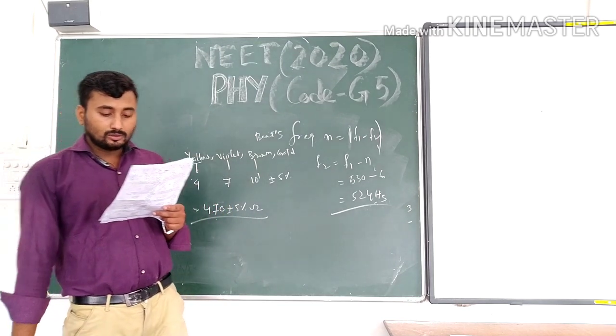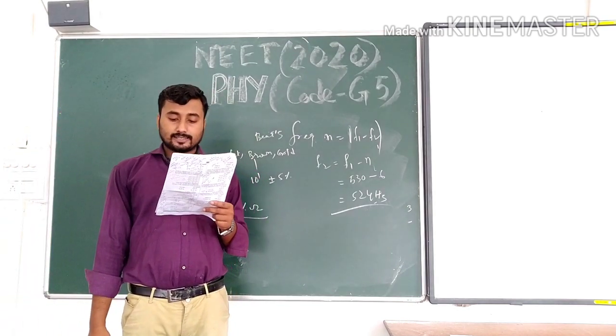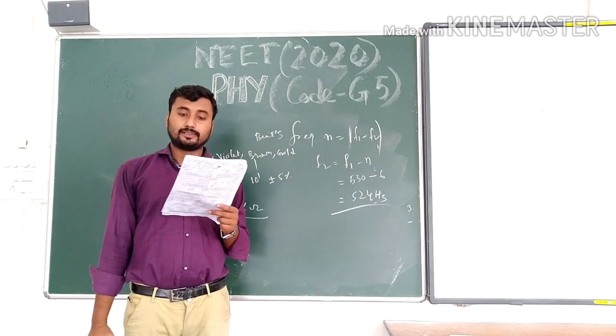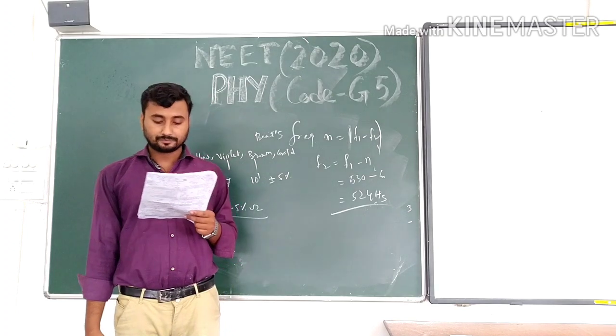The Brewster's angle for an interface should be in between 45 degrees and 90 degrees. So option 2 is correct.